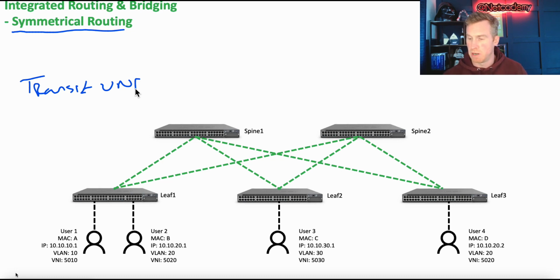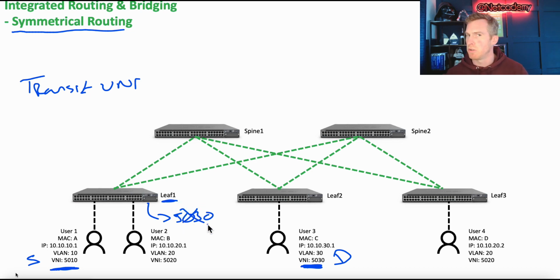But in this example, we'll stay with user 1. So user 1 is the source, but now our destination is user 3. User 3 is in VNI 5030. User 1 is in VNI 5010. As we just discussed, there is no VNI 5030 configured locally on leaf 1. It simply does not exist.